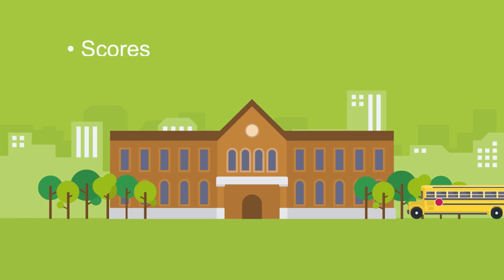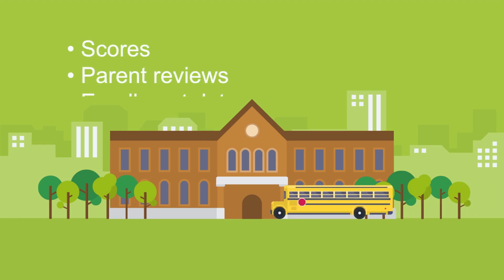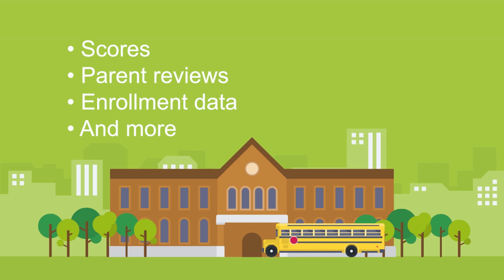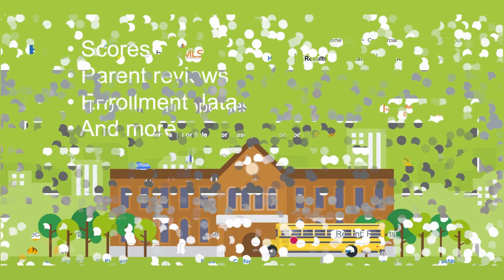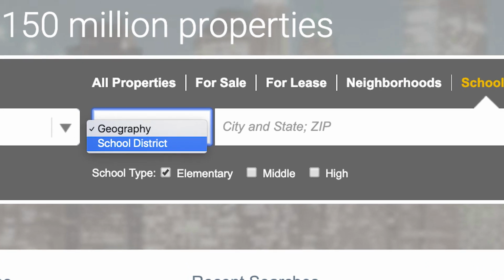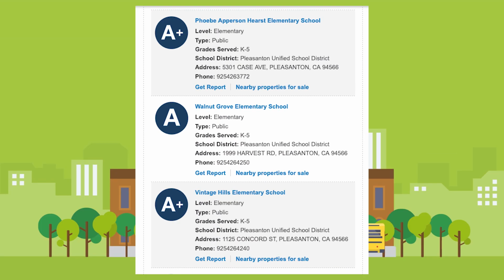Schools, test scores, parents' reviews, enrollment data, and more help you quickly drill down to schools best suited to your client's needs. Search for schools by geography or school district and by type of school, for example, elementary, middle, or high school. The system also has a button to show you nearby properties for sale within the school.